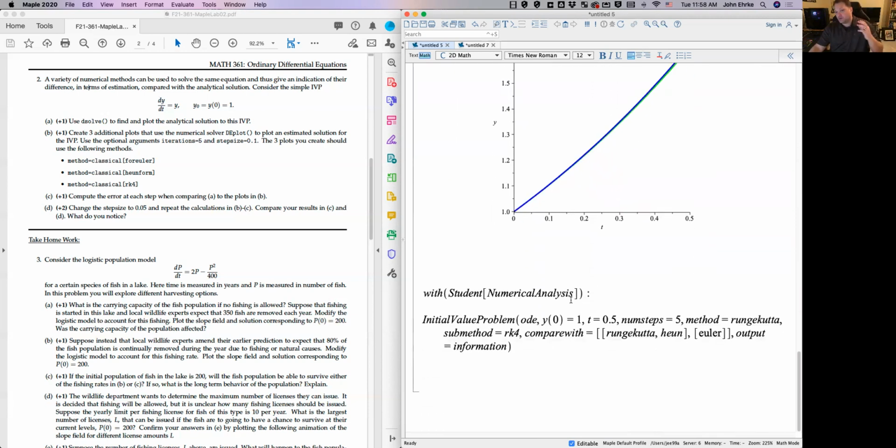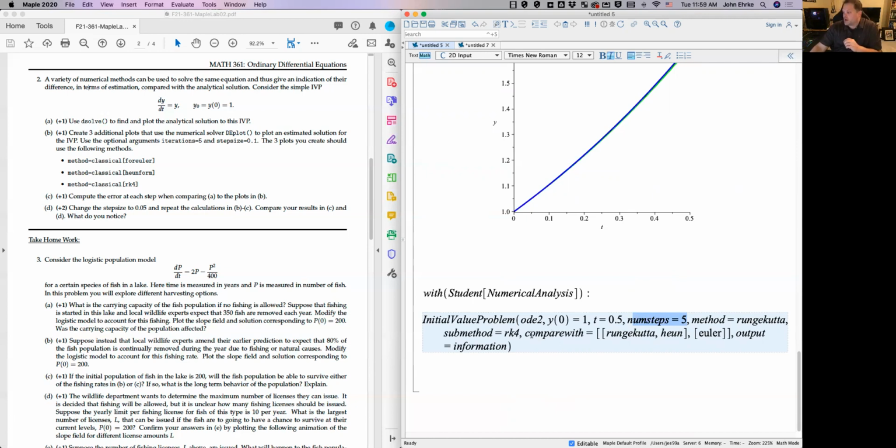All right, so the other command that I wanted to show you, and this will help you on parts C and D of problem number 2, is this: if you load the Student NumericalAnalysis package, there's something called the InitialValueProblem command. So we're doing InitialValueProblem on ODE2. We're starting at y(0) = 1, and we're going out to t = 0.5 using 5 steps. We're going to use the Runge-Kutta method, where the submethod is RK4. We could use RKF45 as well.